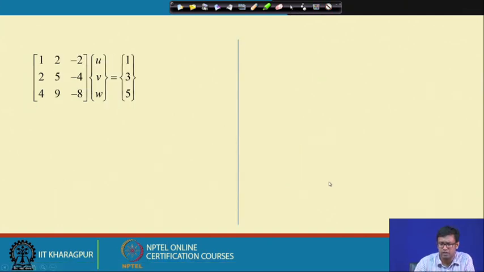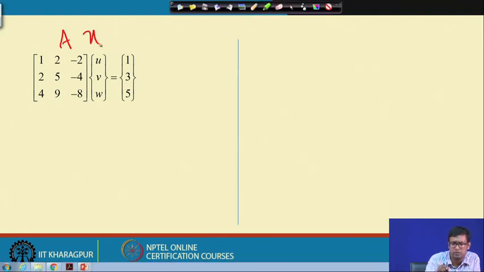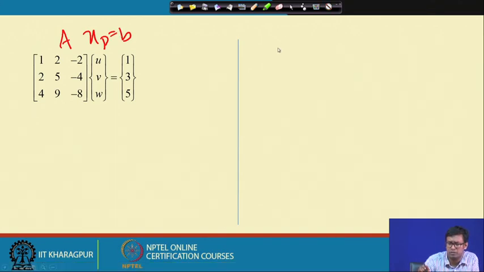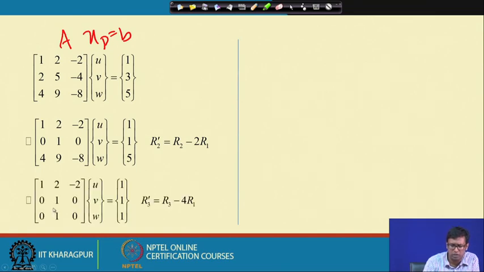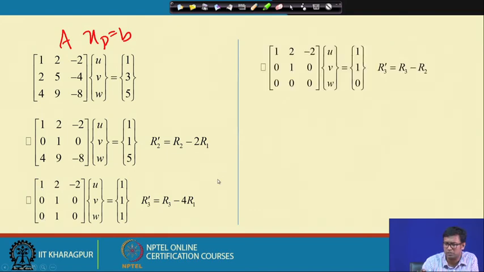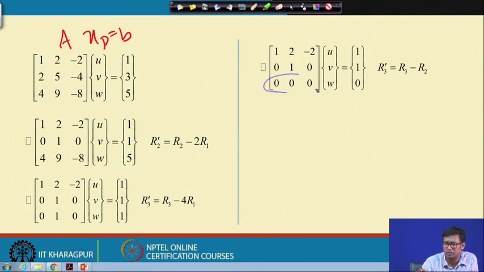So, this is the Ax is equal to b, rather Axp is equal to b equation. We subtract first row into 2 from the second row to make this term 0, and we do 4 times the first row from the third row to get this term equal to 0. Then we subtract the second row from the first row, and this entire row becomes 0. So, this will have a solution because we will get 0 is equal to 0 here.